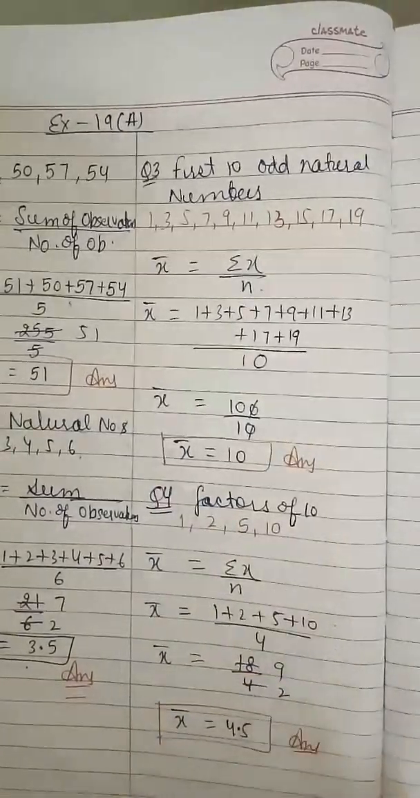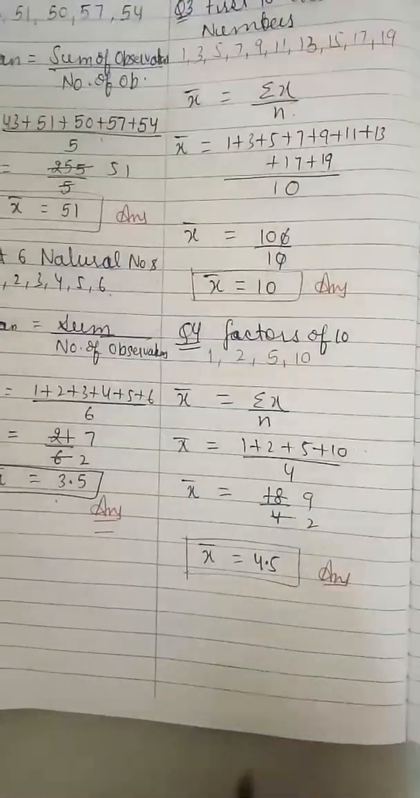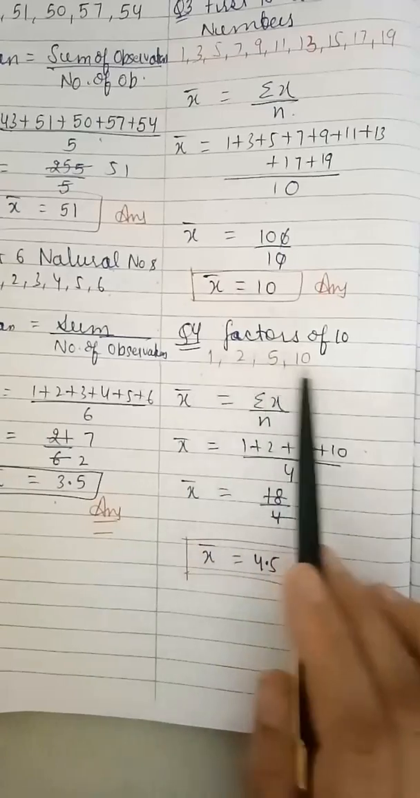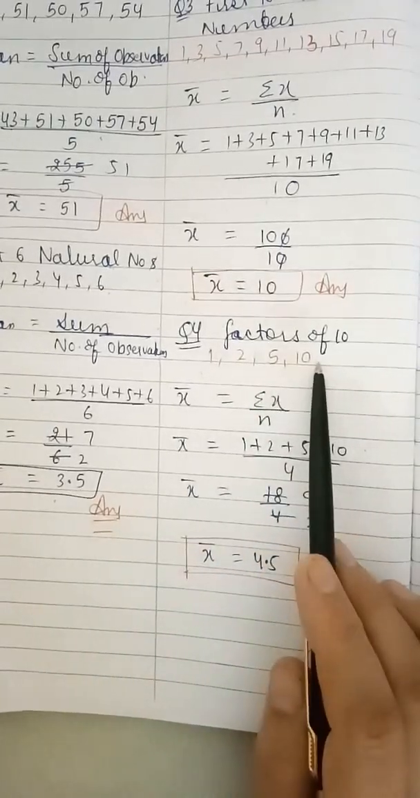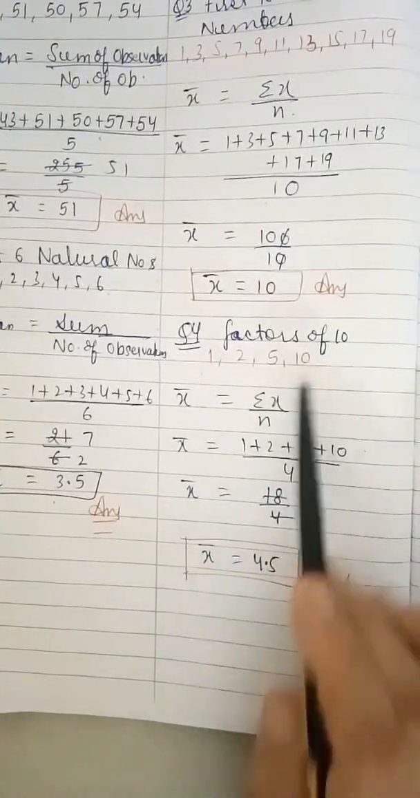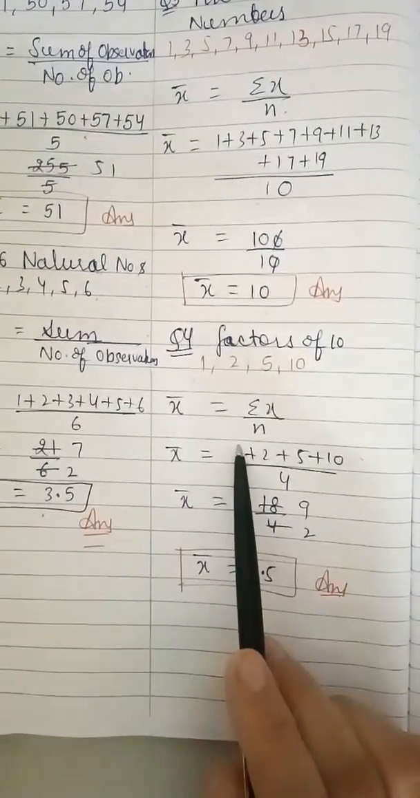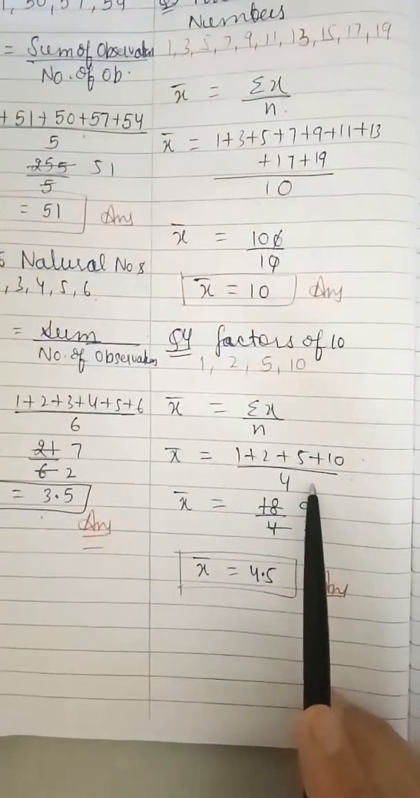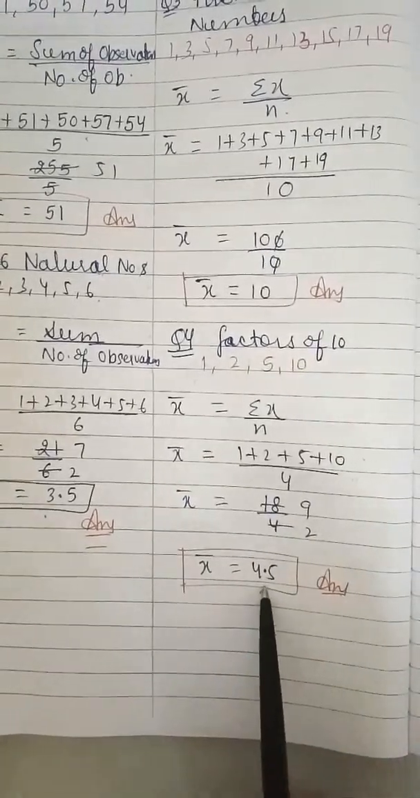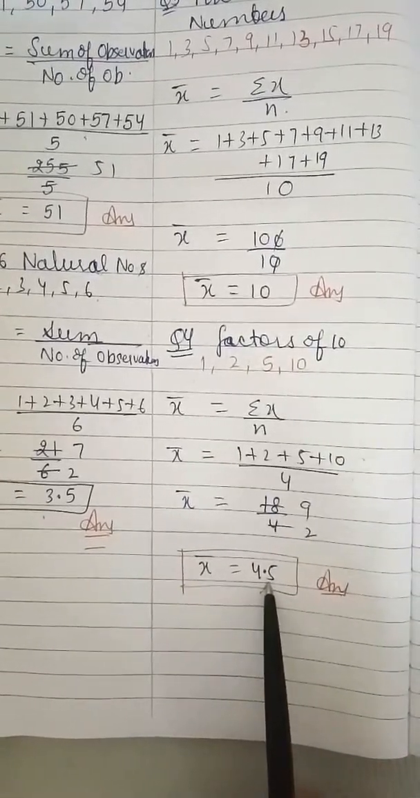Now in the fourth question, find the mean of all the factors of 10. We know that 1 into 10 is 10, 2 fives are also 10. So these are the factors of 10. So again the same formula, x bar is summation x divided by n, we will add and divide by 4. So your x bar will be 4.5.